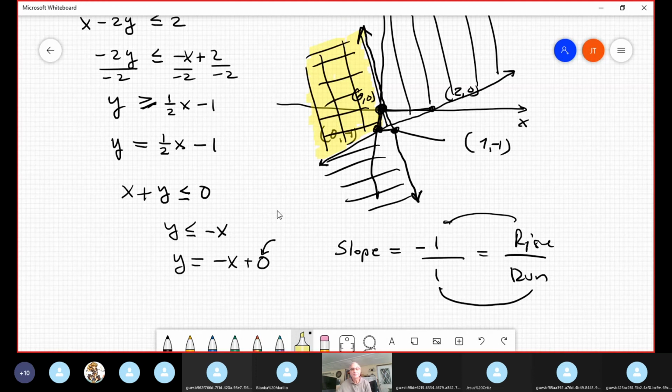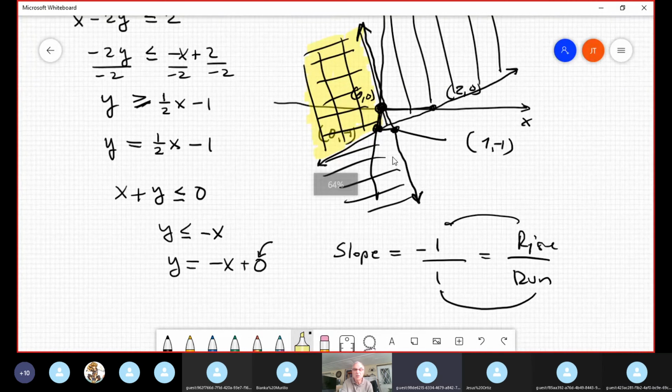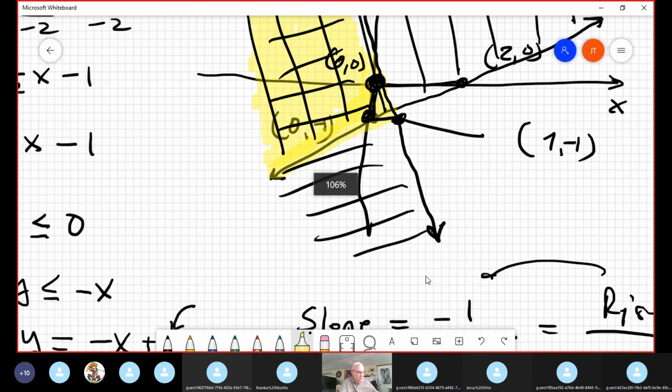Yes or no? Yes. Okay. Include that part, no? Include. Let me zoom to see more. Yes. Include that part, and include also the boundary. Good or not good?